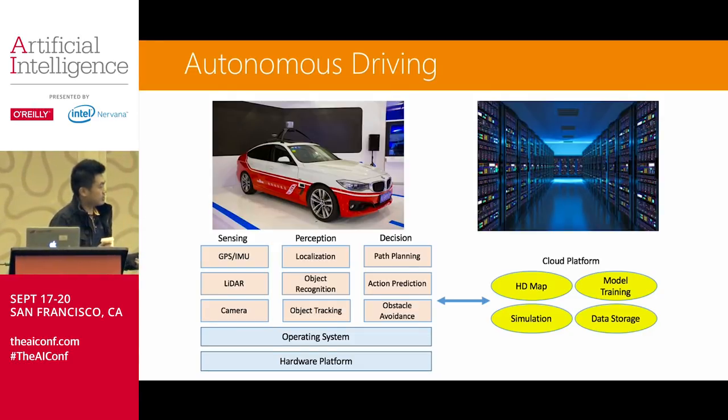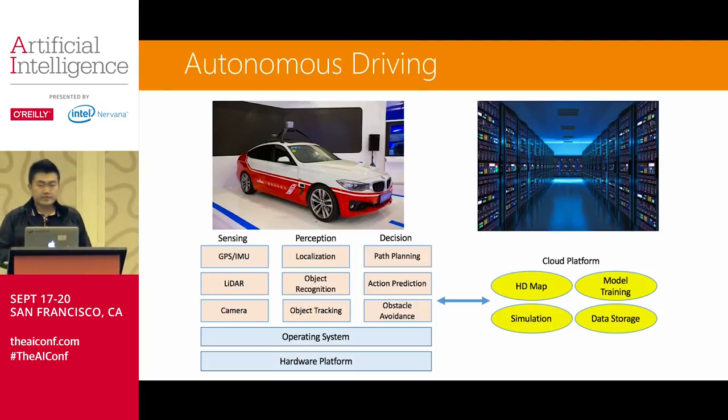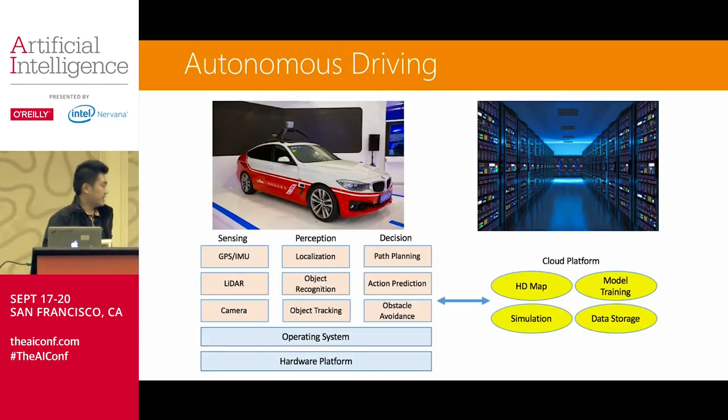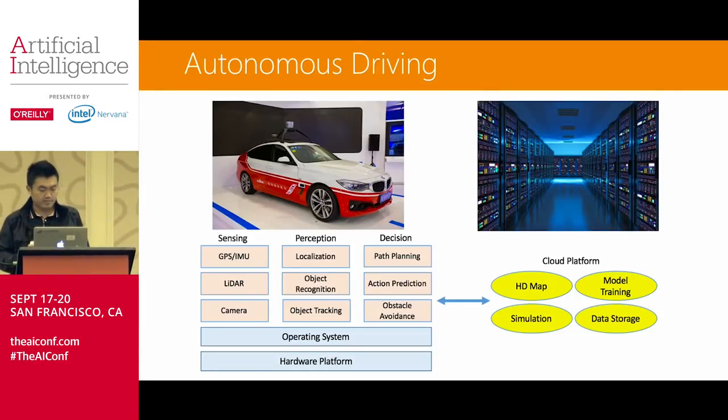We have localization. Now you have your sensor raw data. How do you process that to derive the current location of the car? And then object recognition. You see a lot of stuff on the road, for example, pedestrians. You want to avoid those. And then object tracking. You want to predict the trajectory of other cars and predict the trajectory of pedestrians.